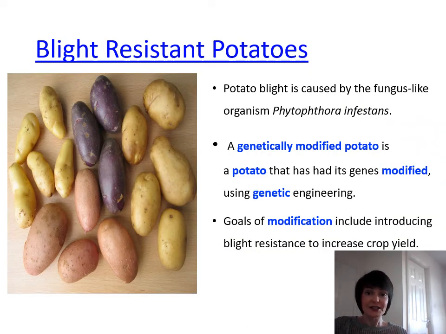You get blight-resistant potatoes. If you're in my class, you know how much I love potatoes. Not. So even just looking at that slide of potatoes, and my stomach's going. But potato blight is caused by a fungus. So a genetically modified potato has had its genes modified so it can be resistant to that particular fungus. Again, if you're resistant to a certain fungus, that could increase your yield of that crop.